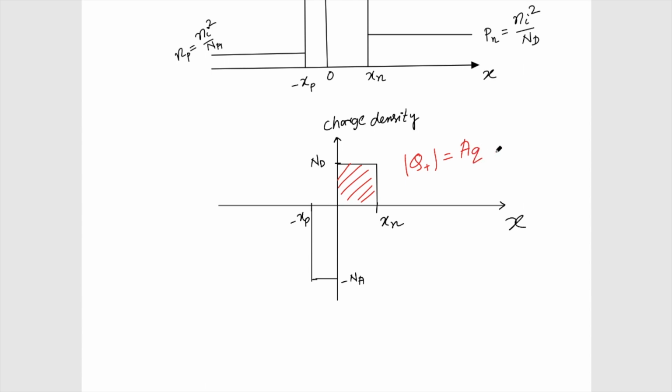and the q is the charge of the electrons or the holes, the magnitude of the charge, plus into this Nd into xn, right? So this will give the positive charge that is there in this region, and similarly the negative charge, okay, Q minus, will be given by A q Na into xp. Okay, so this is the magnitude.